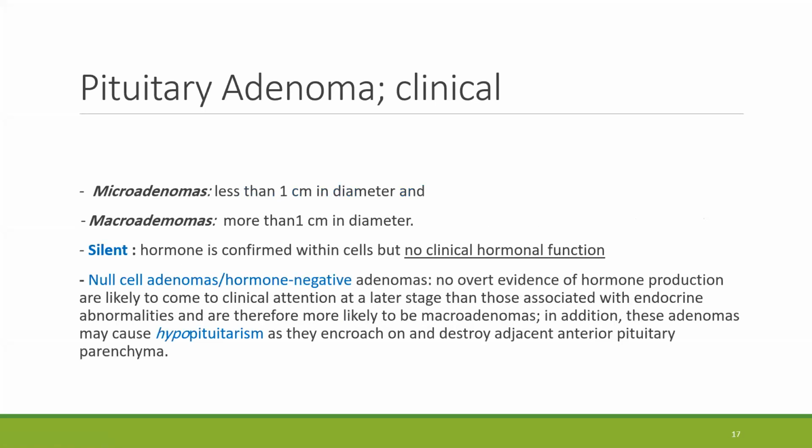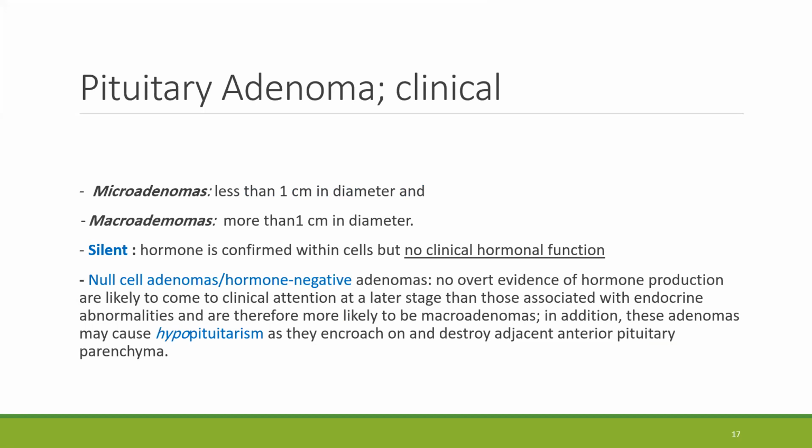Clinically, macroadenoma, these are clinically important. When we say microadenoma, it's just a size. Microadenoma is an adenoma that is less than 1 centimeter. Macroadenoma is an adenoma which is more than 1 centimeter in size. So it's just a size issue. Silent adenoma, as I said before, is an adenoma where we see the hormones in the histopathology sections by immunohistochemistry stain, while there is no clinical hormonal function. So it's non-functional, the silent one.